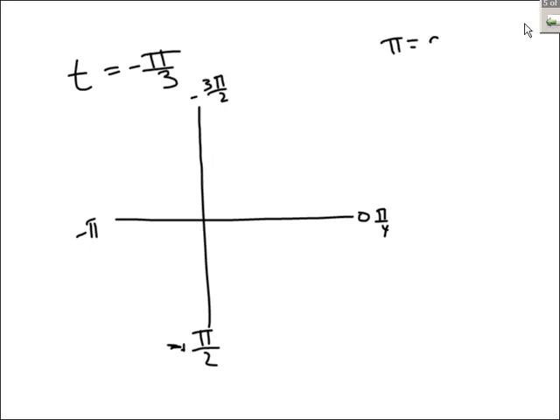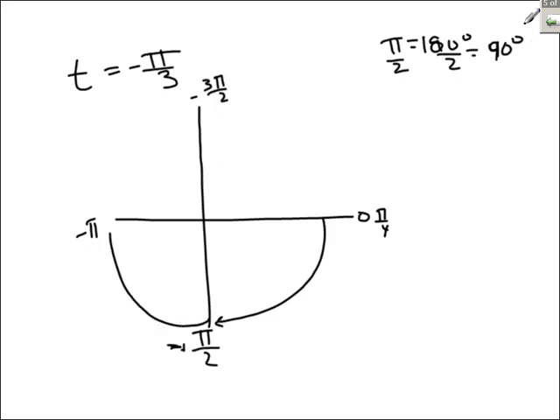Remember, if pi is 180 degrees, then pi over 2 is 180 degrees over 2, which is 90 degrees. And you all should know 90 degrees. Here's 90 degrees, that's negative pi over 2. Another 90 degrees, another pi over 2. You take away half for pi, and then you take away another half for pi, you took away 1 pi. And then you take away another pi over 2, you took away 1.5 pi.